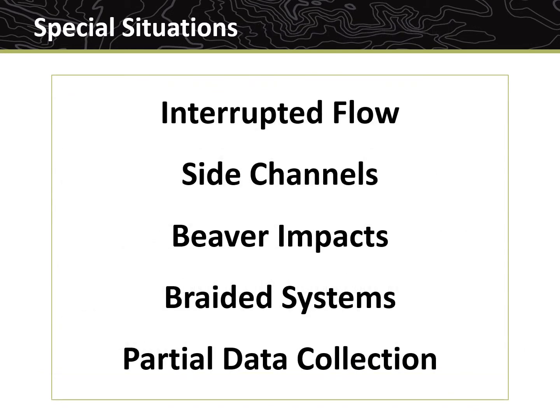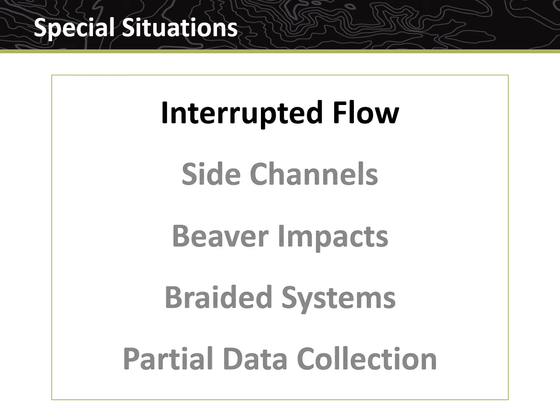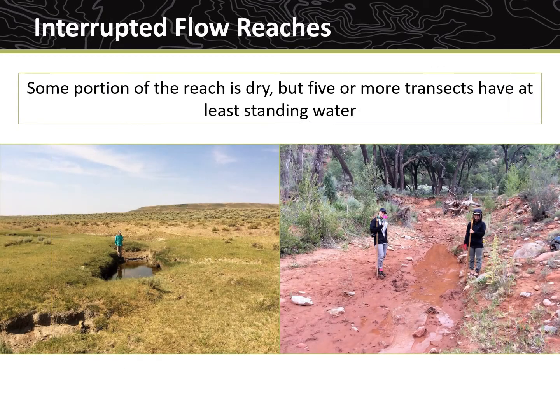The special situations to which the protocol has been adapted are interrupted flow, side channels, beaver impacted reaches, braided systems, and partial data collection. We will focus on interrupted flow reaches first. Interrupted flow reaches have some portion of the reach that is dry, but 5 or more transects have at least standing water. If these conditions are met, the reach should be sampled.